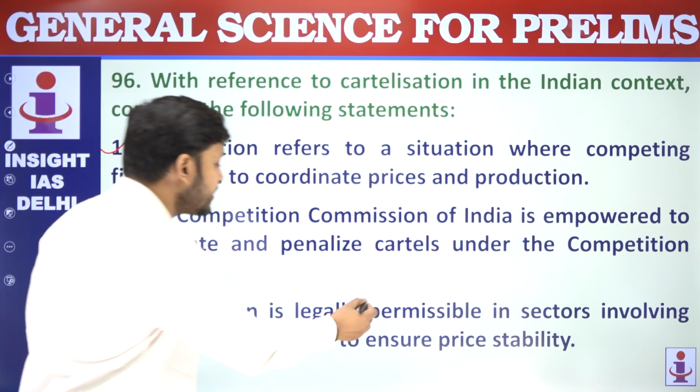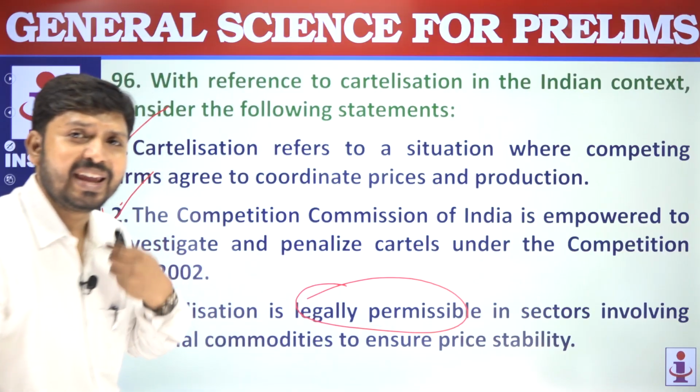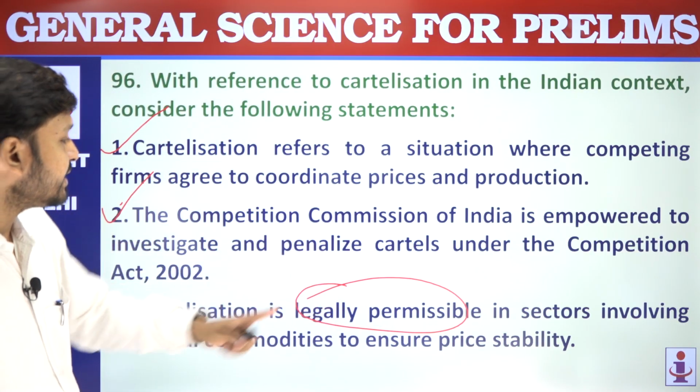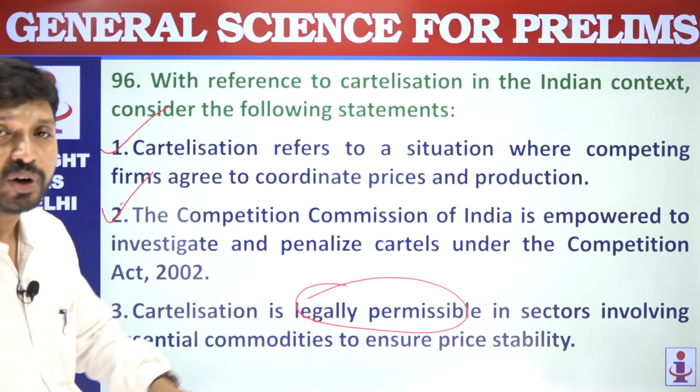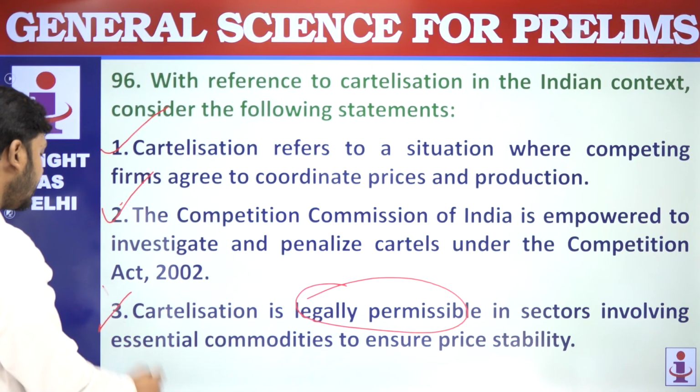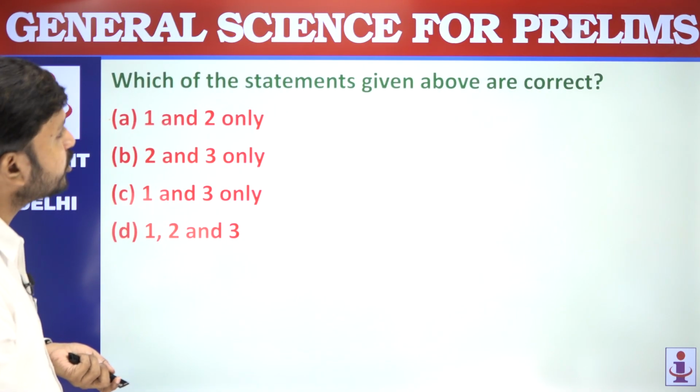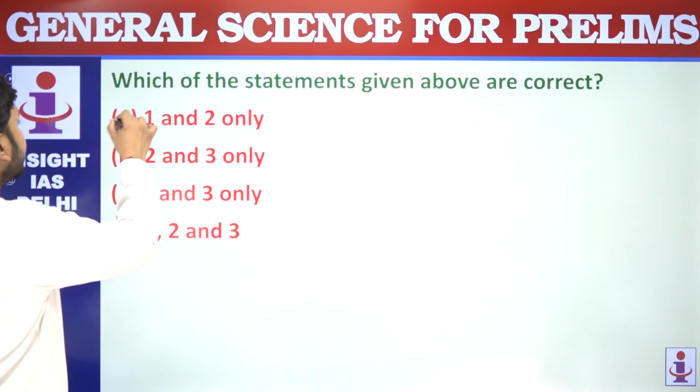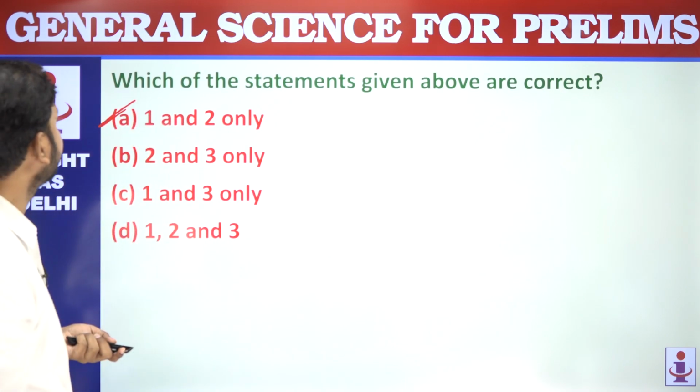Cartelization is legally permissible in sectors involving essential commodities to ensure price stability. No, it is not legally permissible in any sector. It is not permitted in any sector. So 1 and 2 are correct. They are asking for the correct ones, so option A will be the right answer.